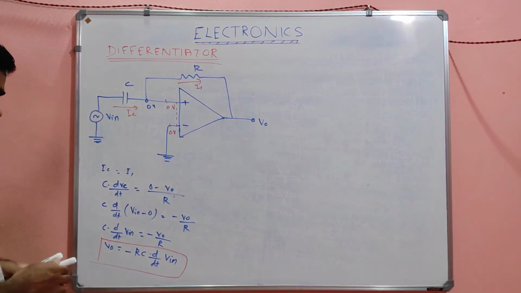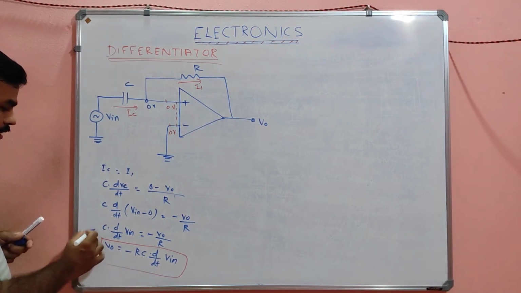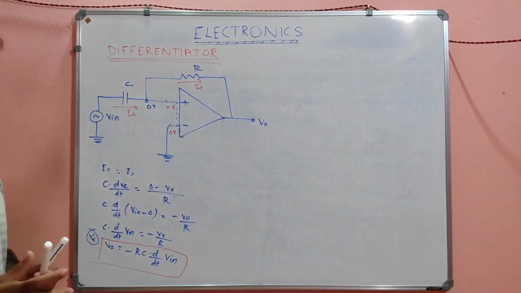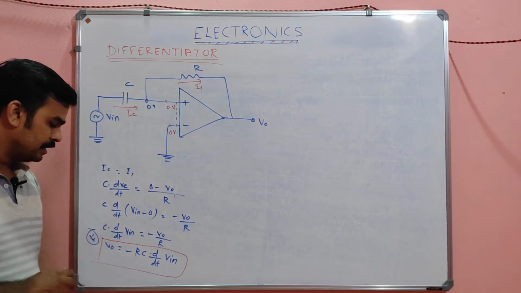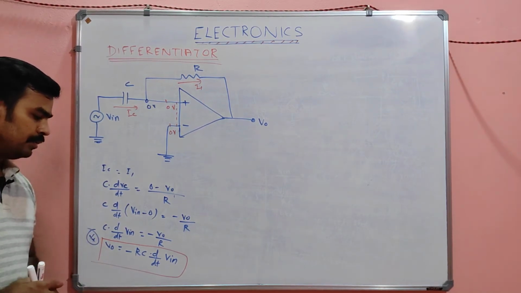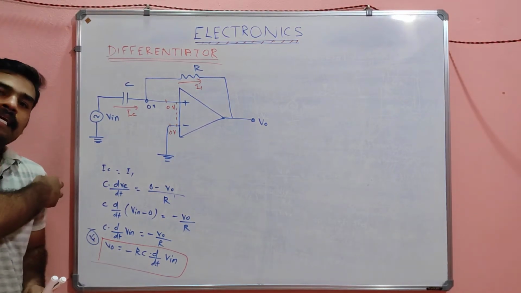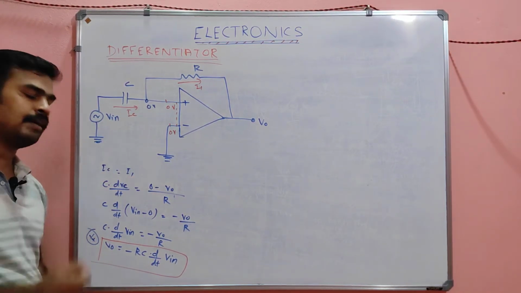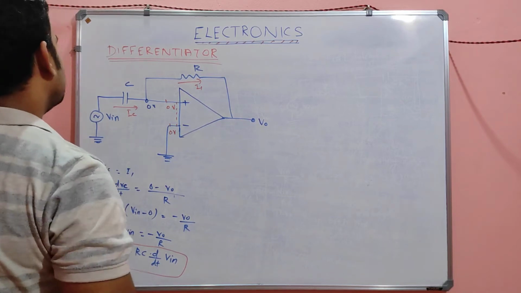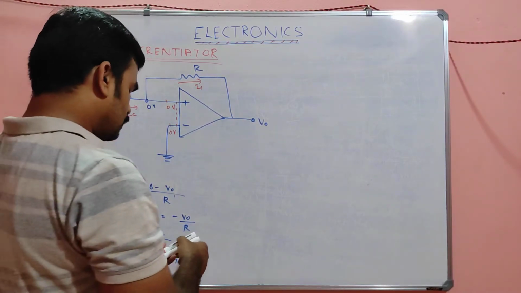So this equation is very, very important, my dear. For a sub-general level examination, for A level exam, this equation is enough. So V0 is equal to minus RC into d by dt of V input. Whatever the input voltage we give, we will get the differentiated version of the input voltage. So that's all about the differentiator. Next one.